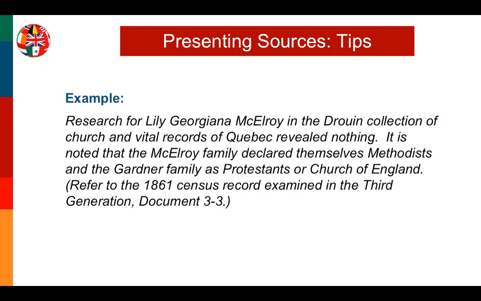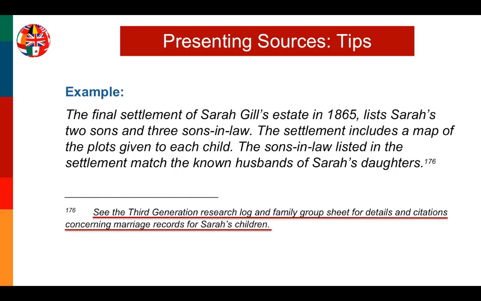Here's an example about the religious affiliation of the McElroy and the Gardner families. For analysis about this record, the researcher directs the reader to the 1861 census record, which they have titled Document 3-3, and they state that it can be found in the third generation section of the report. A note directing the reader to another part of the report or project could also be added to a footnote instead of being in the body of the report.